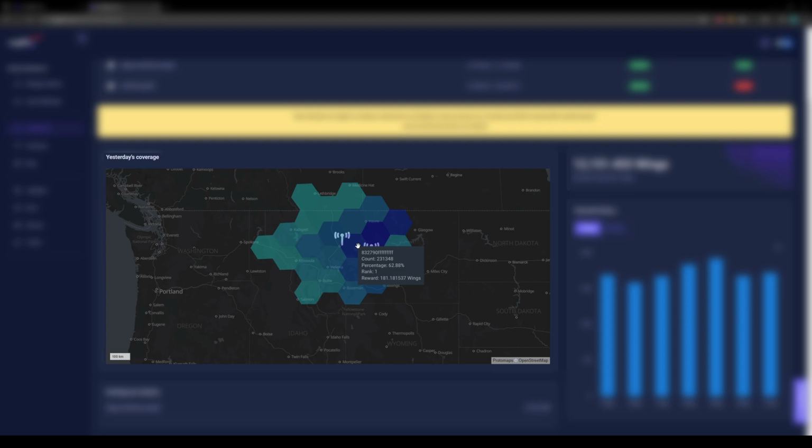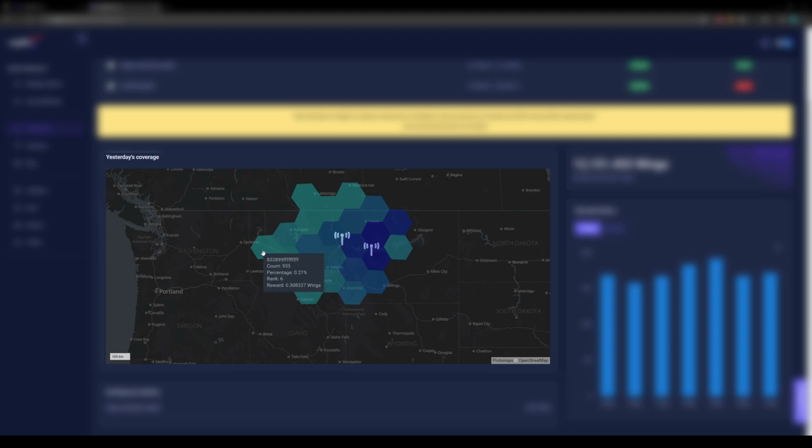62% of all the messages received for the day in that hex are attributed to this one antenna. In this case, it was 91%. Over here, it's 96%. As you can tell, the higher your percentage for contribution, the darker the hex colors are.